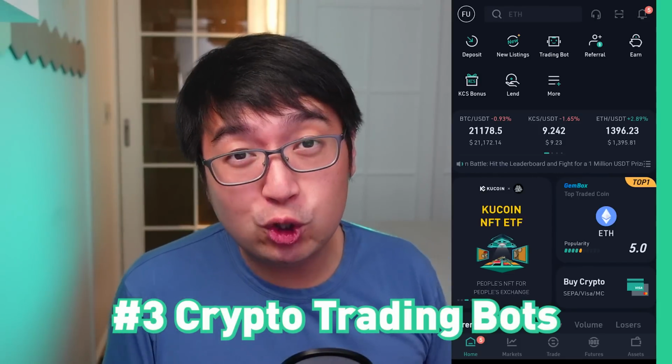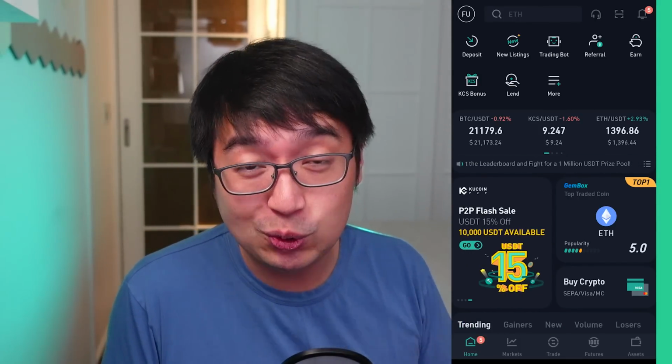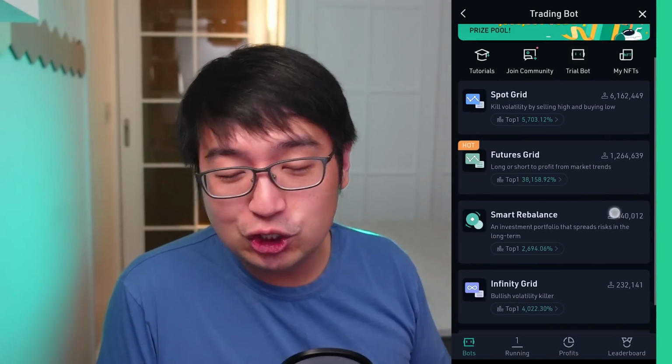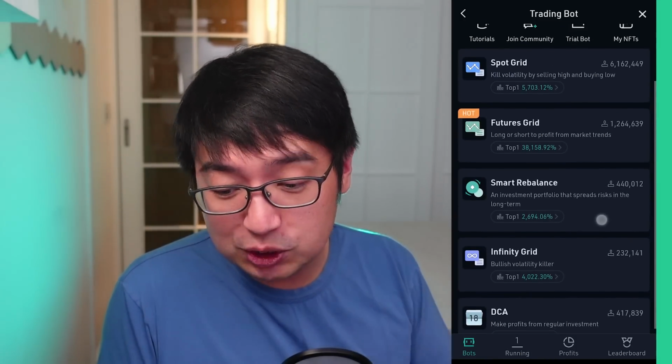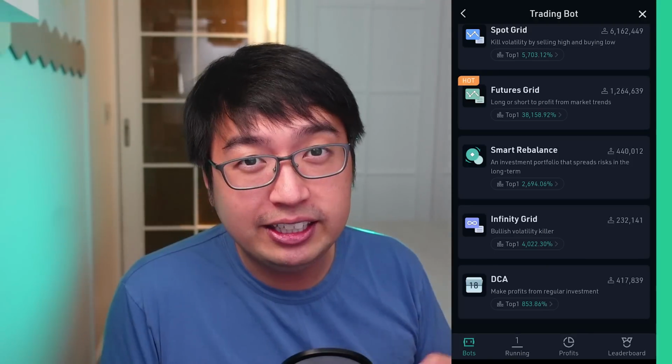Number 3, crypto trading bots. There are several different crypto trading bots available on the KuCoin exchange. We are using the app here. At the top, it says trading bot. I select that, then it shows me the bots that are available. So there's Spot Grid, Futures Grid, Smart Rebalance, Infinity Grid, and DCA.